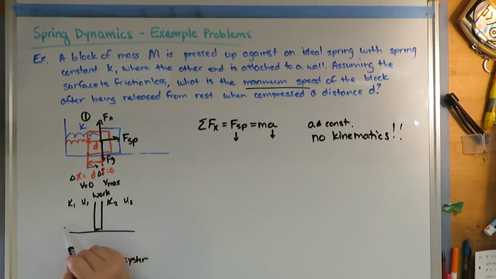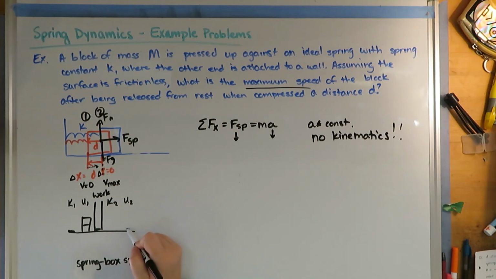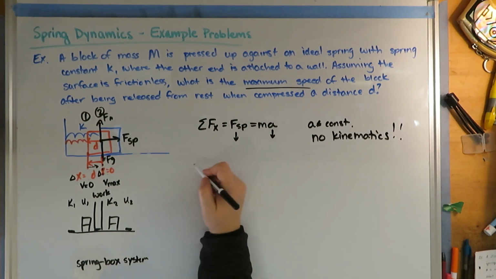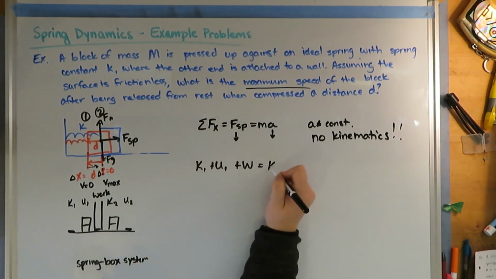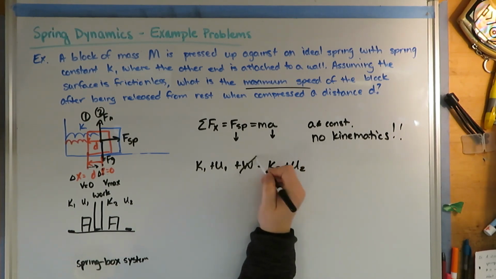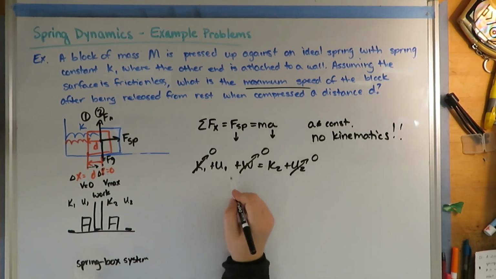So our K1 is initially 0. We're going to have some amount of elastic potential energy. But if we look over here, position 2, when we're at a displacement of 0, we're going to have no more potential energy. So that means that all of our kinetic energy had to have come from our potential energy. So K1 plus U1 plus work is equal to K2 plus U2. But work is 0, K1 is 0, and U2 is 0. So we get that U1 is equal to K2.